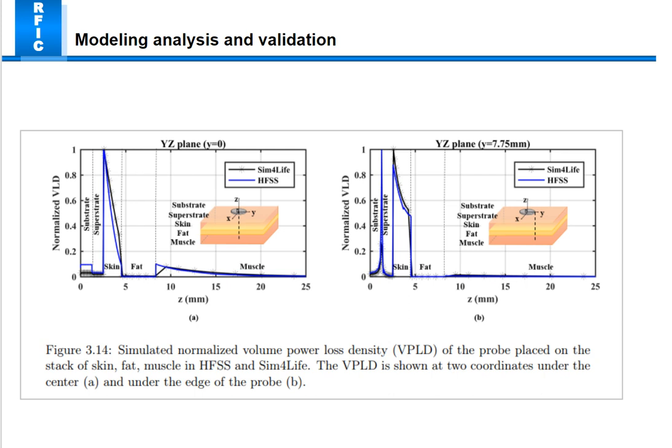Now, modeling analysis and validation is done. When simulated, the normalized volume power loss density, VPLD, of the probe placed on the stack of skin, fat and muscle in HFSS and Sim4Life. VPLD is shown at two coordinates, under the center and under the edge of the probe.